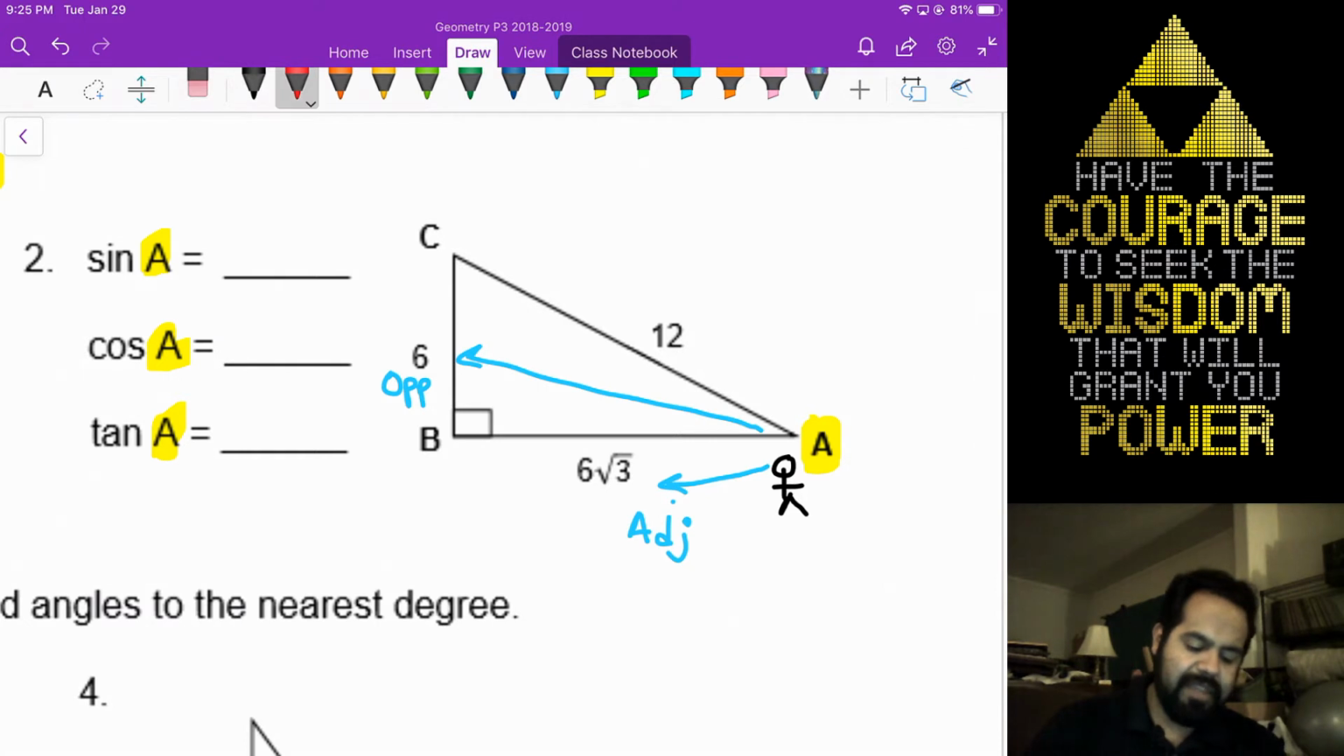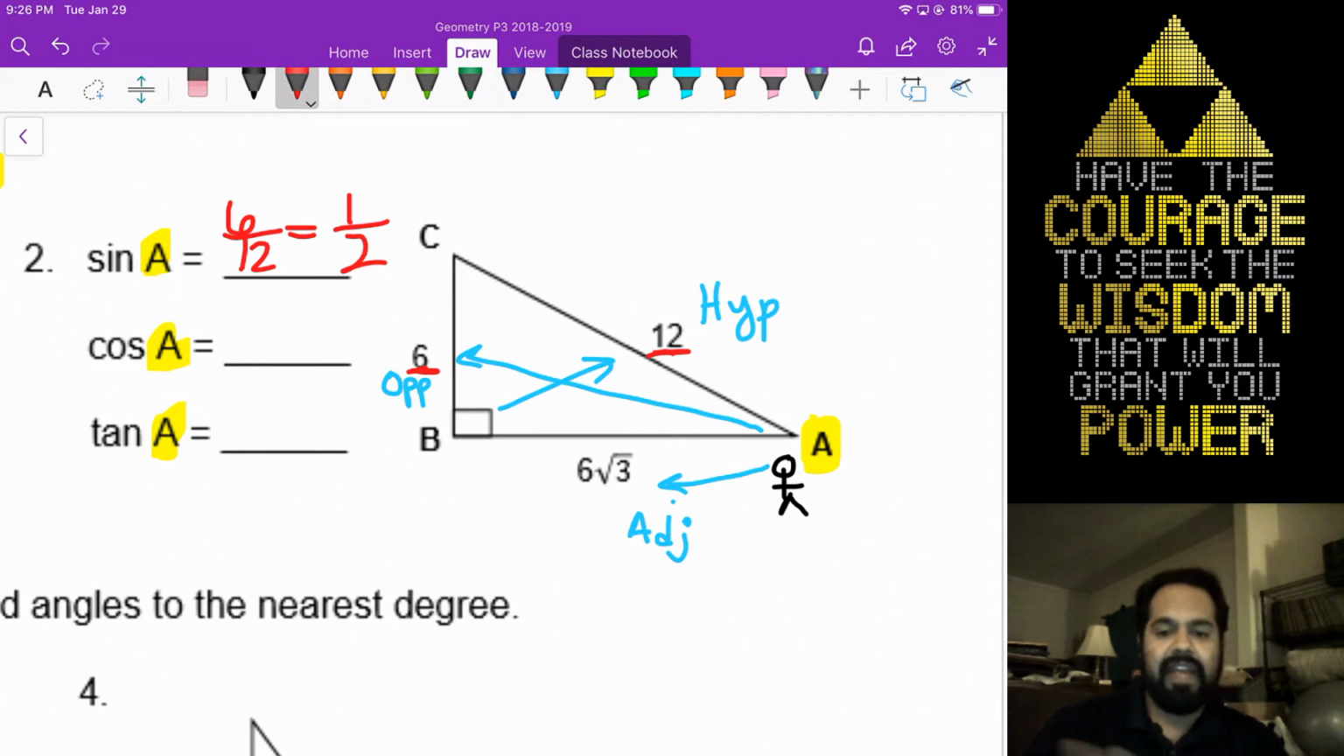Okay. And then, of course, we have our hypotenuse. So, same thing as before. We're going to do 6 over 12, opposite over hypotenuse, for sine. But you'll notice that 6 over 12 reduces to 1/2. So if your fraction can reduce, if your ratio can reduce, you should always reduce it.